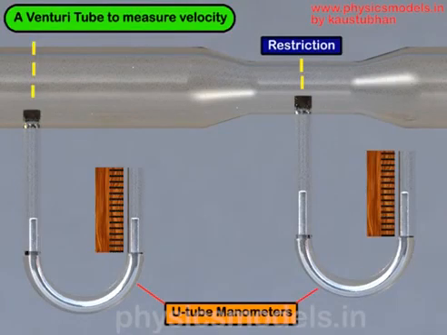Hi, in this video I would like to explain the working of a venturi tube, which is used to measure the velocity of a fluid flowing through a pipe. You can see a pipe in the image, and it has a broad cross section on the left hand side through which the gas is going to come, and a narrow cross section like a neck. That neck or restriction is called the venturi in all engineering applications.